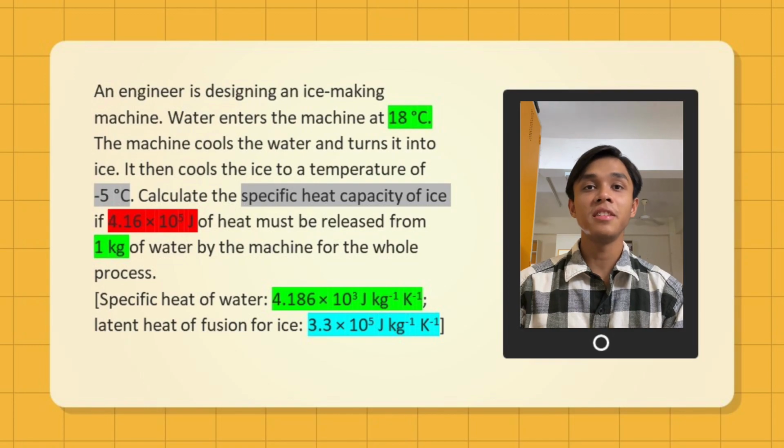An engineer is designing an ice making machine. Water enters the machine at 18 degrees Celsius. The machine cools the water and turns it into ice. It then cools the ice to a temperature of -5 degrees Celsius. Calculate the specific heat capacity of ice if 4.16 times 10 power of 5 joule of heat must be released from 1 kilogram of water by the machine for the whole process.